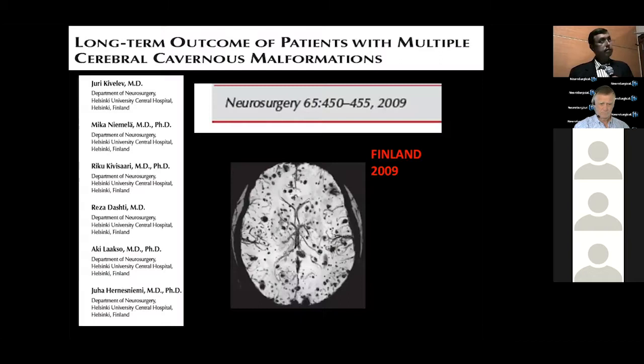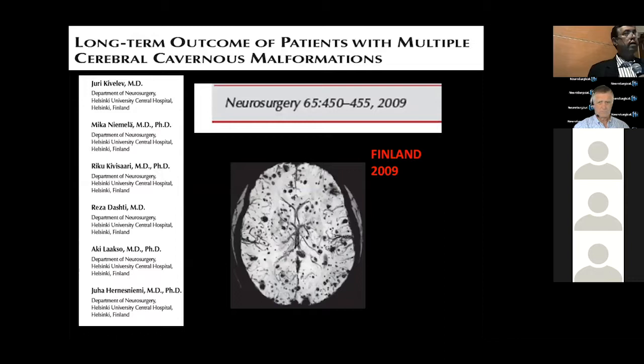This is a paper from Finland. Long-term outcome of patients with multiple cerebral cavernomas. What should you do with this? The paper says you go for the culprit, you go for the big ones if it is causing problem. Finland is very famous in neurosurgical vascular center. They have in Finland the highest rate of subarachnoid hemorrhage in the world. So if you want to train in vascular neurosurgery, you go to Finland.